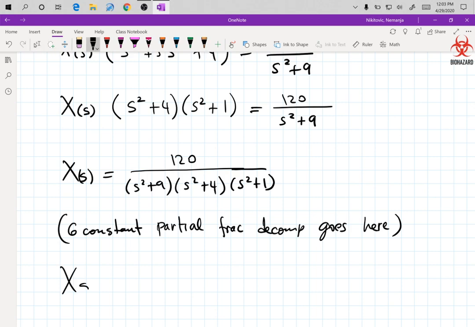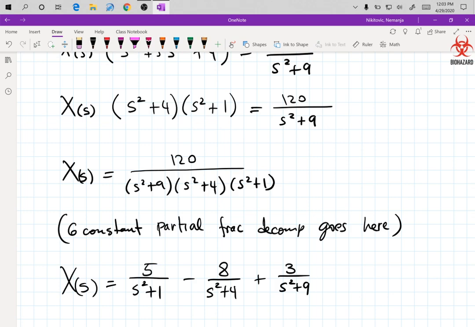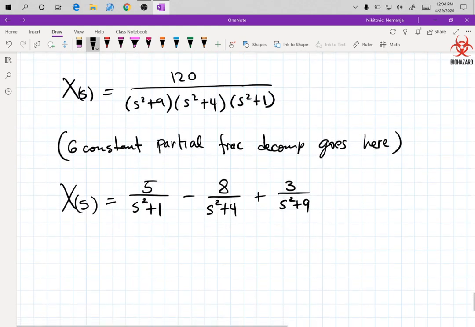And that gives us our beautiful X of s as 5 over s squared plus 1 minus 8 over s squared plus 4 plus 3 over s squared plus 9. Right, so that's 30 minutes later. It's not 30 minutes. It's going to take you 7 to plow through that.